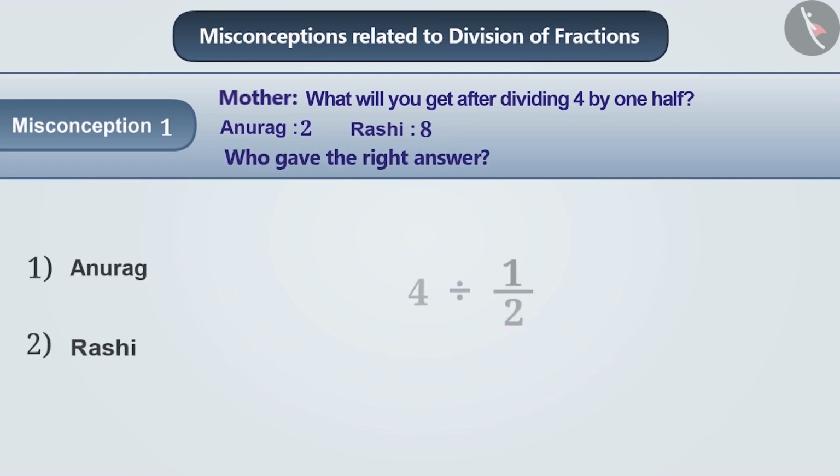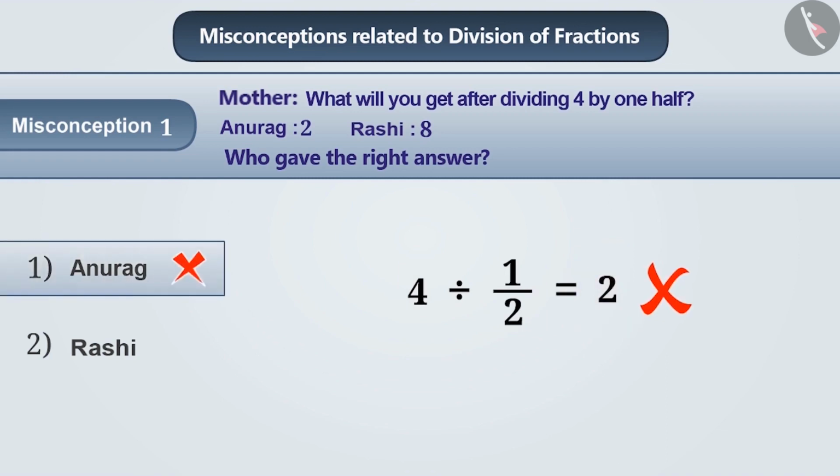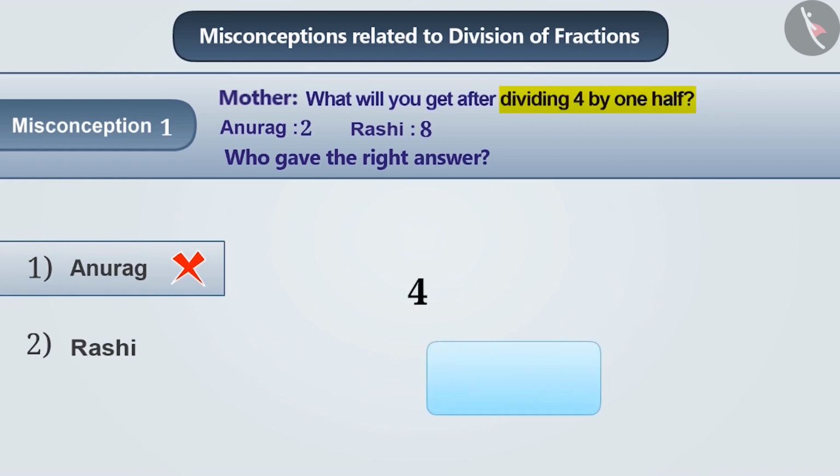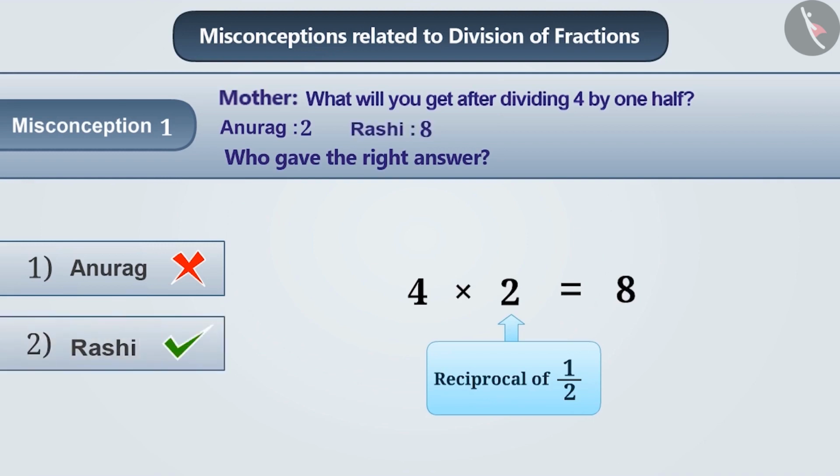Many times, children understand that division by 1/2 means making the number half. Because of this, Anurag said that the result of 4 divided by half is 2. This is wrong. So option 1 is wrong. The correct understanding is that dividing 4 by 1/2 means that 4 is multiplied by the reciprocal of 1/2, that is 2, which results in 8. This means that Rashi's understanding is correct.